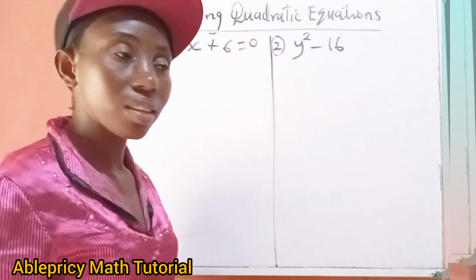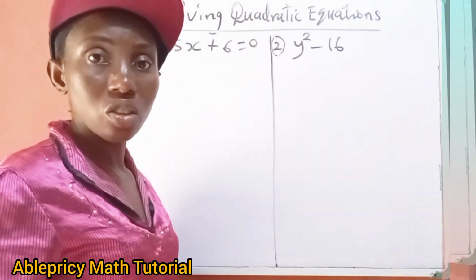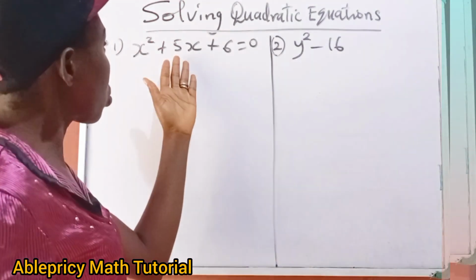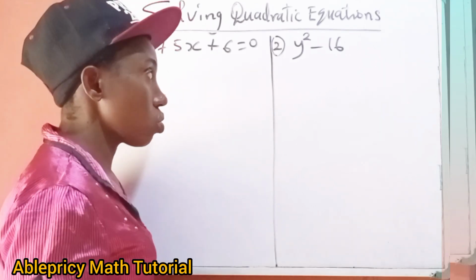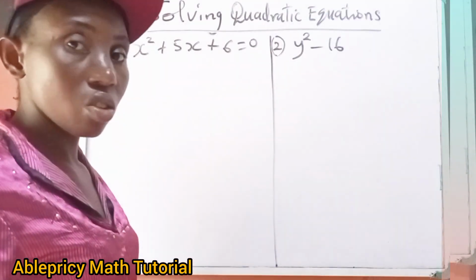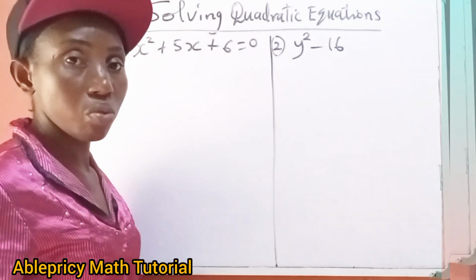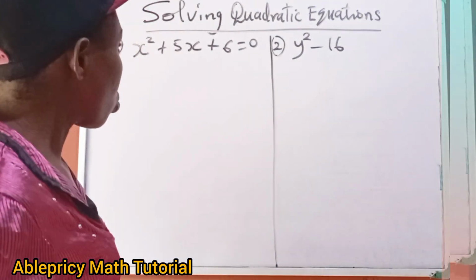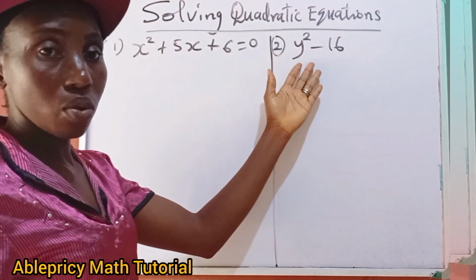Hi everyone, let's look at these problems under quadratic equation. So how do we solve these problems under quadratic equation? It's already a quadratic equation and we are asked to solve each of them, and we have just two problems to solve. Now let's go. First of all, you factorize this, and also here we factorize.